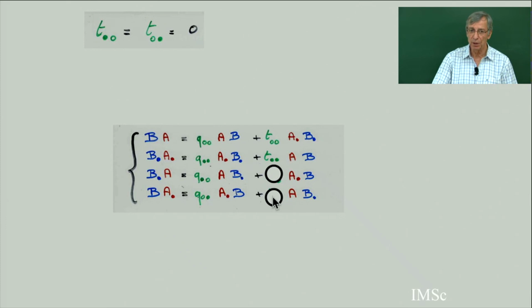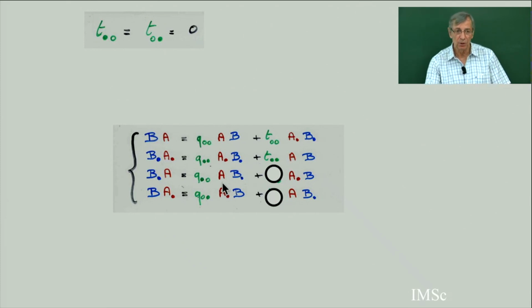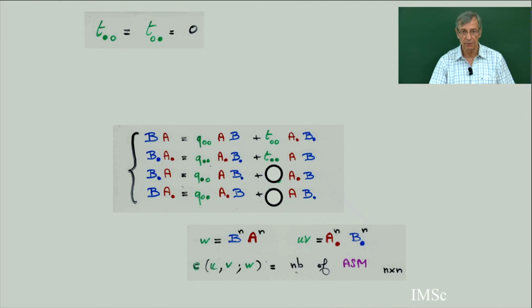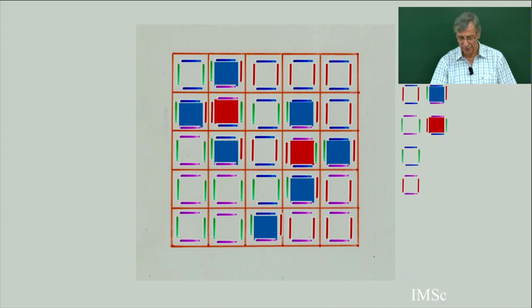So I claim that the complete Q tableau for this system of equations are exactly the alternating sign matrices. It's because you just have to set these two parameters equal to 0, and this will give you a characterization of the alternating sign matrices. You start with the word W equal B^n A^n. At the end, you have UV equal the same, but with a dot everywhere, and so this is a possible alternating sign matrix.